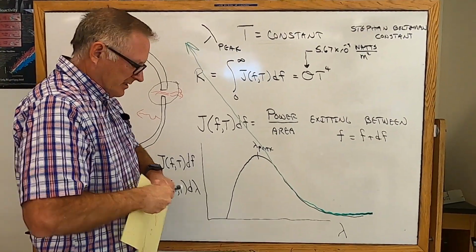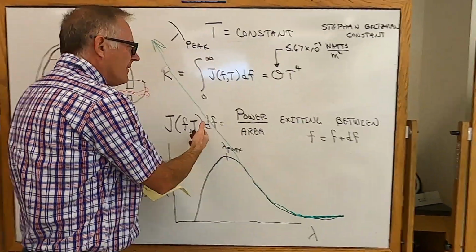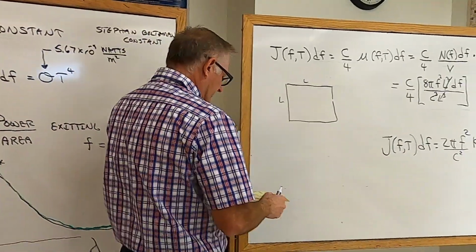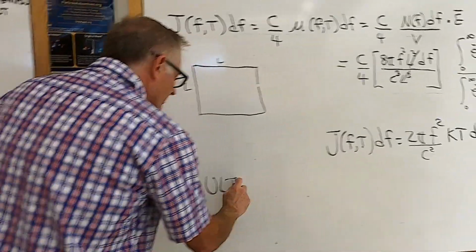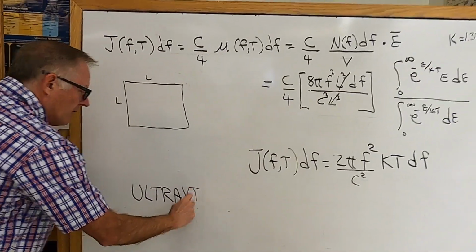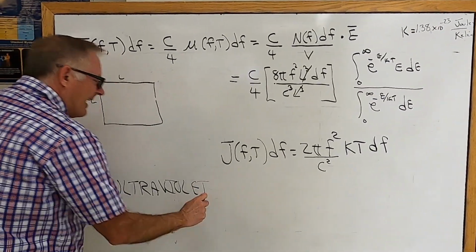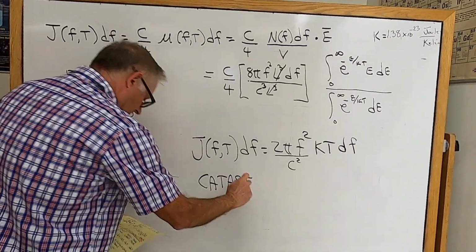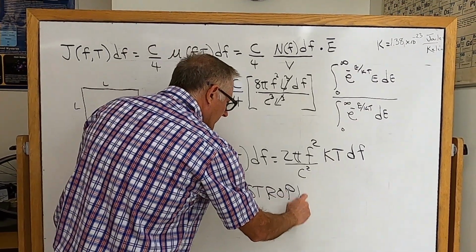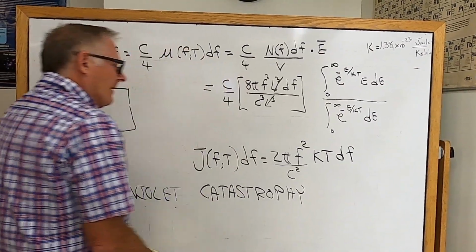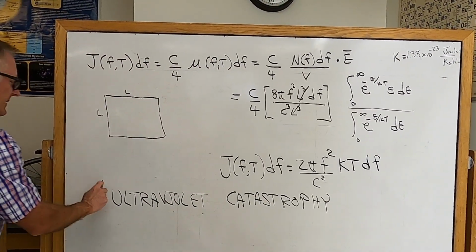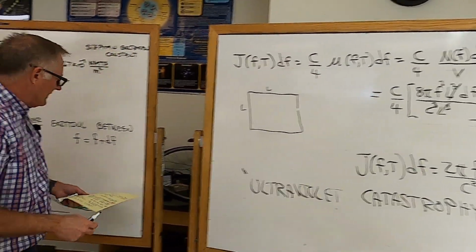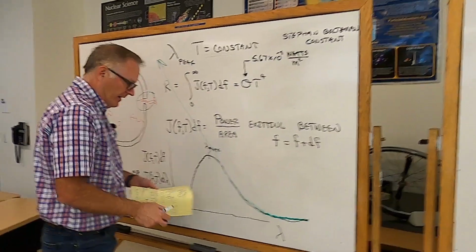So they called this big problem, this thing going up like that instead of bending back down, the ultraviolet catastrophe. Ultraviolet catastrophe. Okay, big thing right here. So this was the big puzzle. Why don't you get this classically? Why does this thing bend down right here?